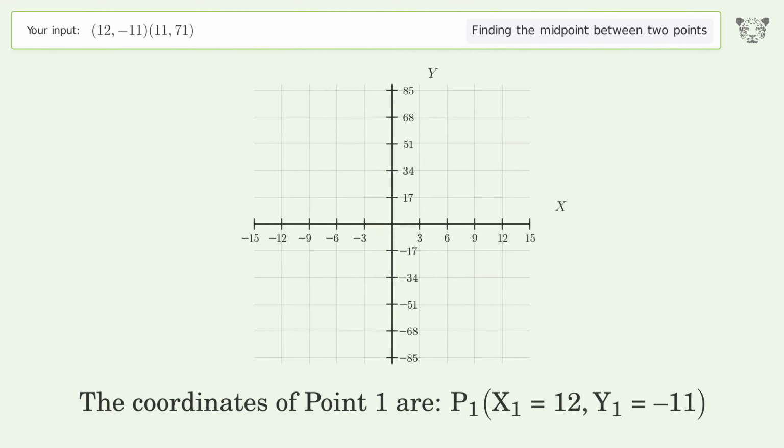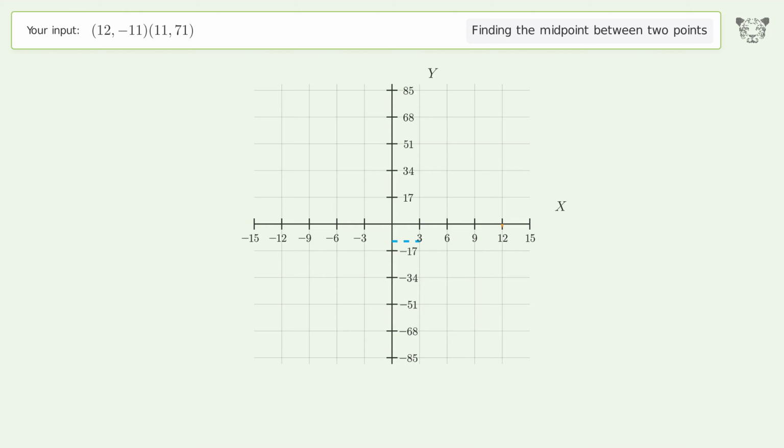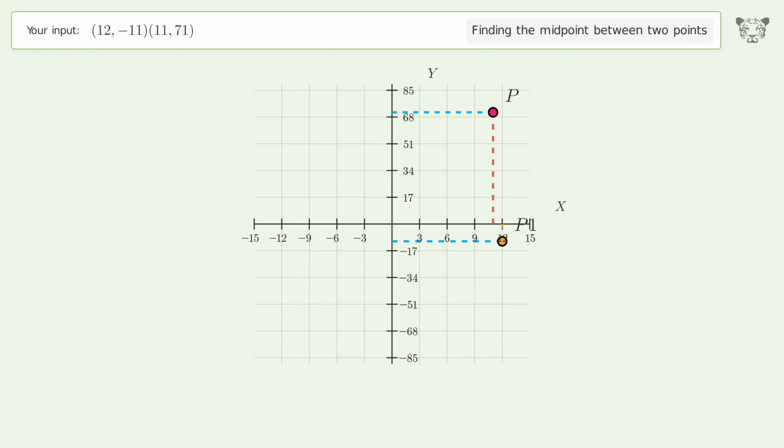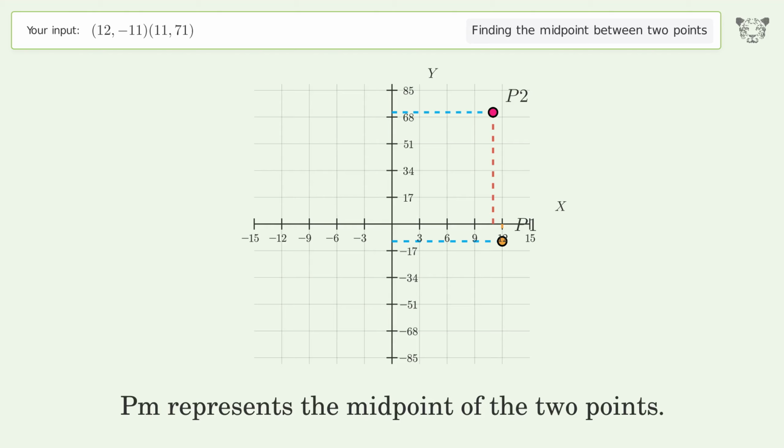The coordinates of point 1 are x1 equals 12, y1 equals -11. The coordinates of point 2 are x2 equals 11, y2 equals 71. PM represents the midpoint of the 2 points.